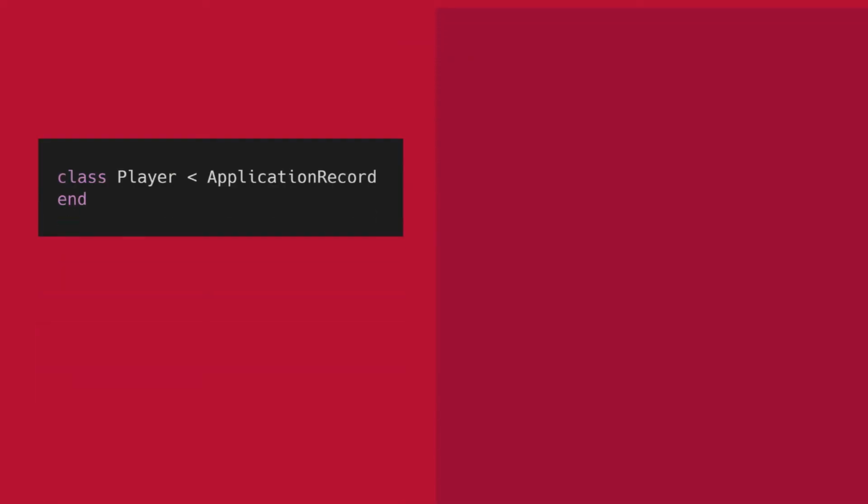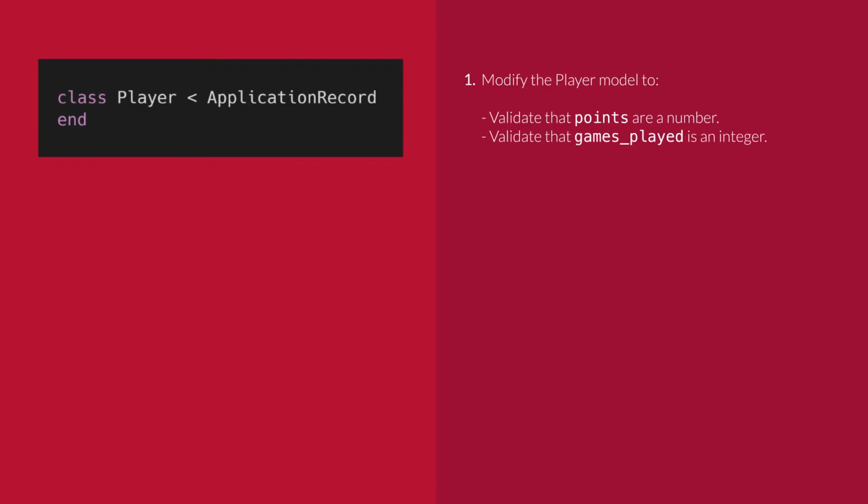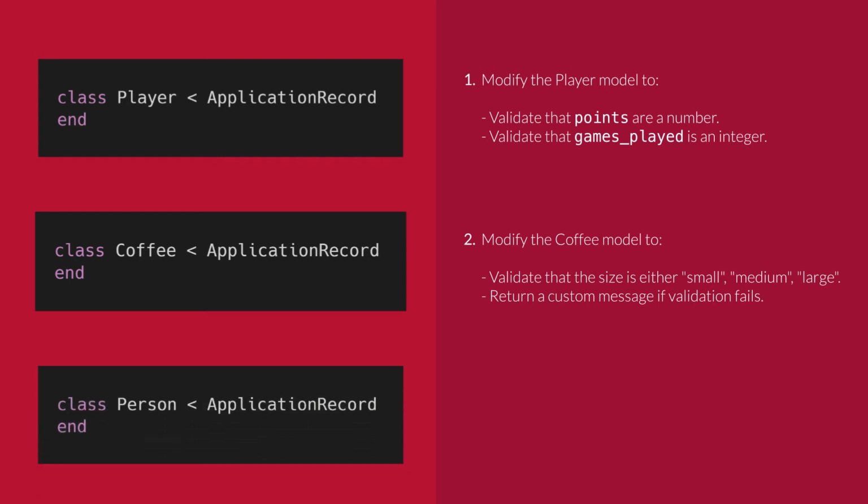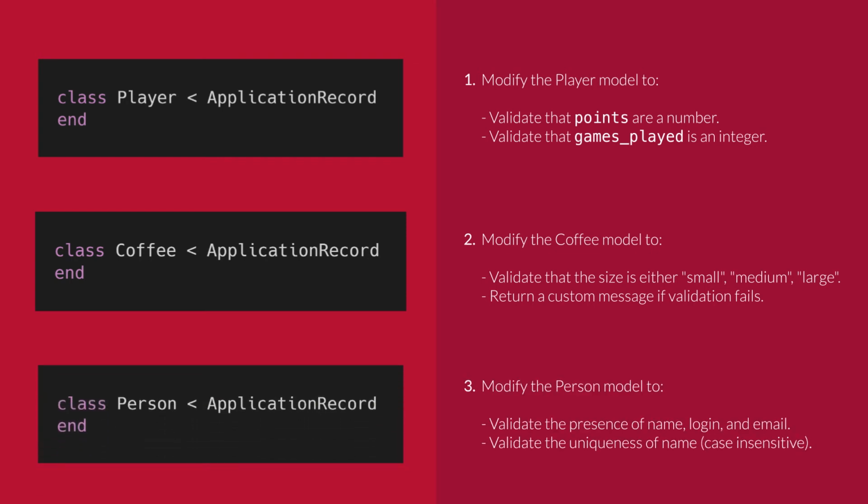This next section you'll need to do on your own. Modify the player model that's been given to validate that points are a number. Also, validate that games played is an integer. With this code, modify the coffee model to validate that the size is either small, medium, or large. Also, return a custom message if validation fails. Next, modify this person model to validate the presence of name, login, and email. Also, validate the uniqueness of name and make sure it's case sensitive.